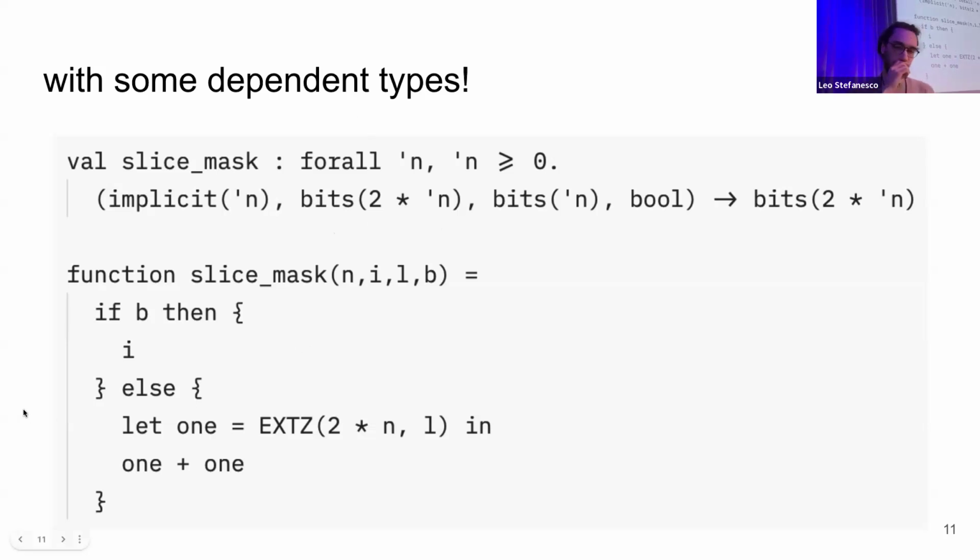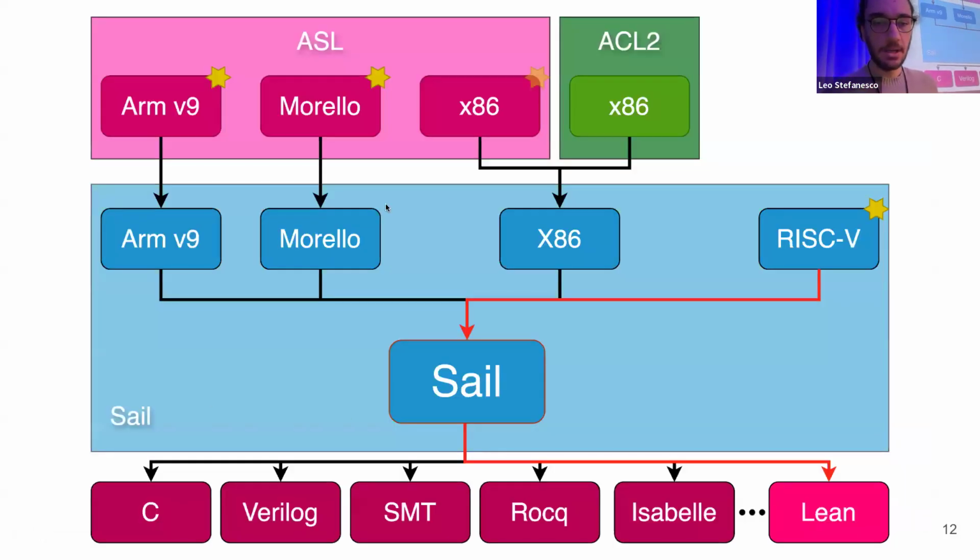And then to check that it type checks. Here it is quite simple, but you could have commutativity and so on. Sail uses the Z3 SMT solver to check that the type parameters are equal when they have to be. So this is basically how you use Sail.